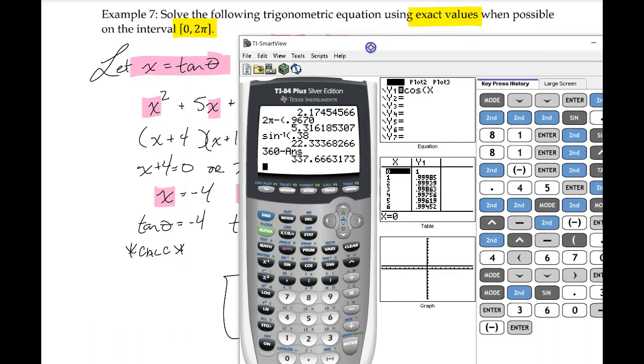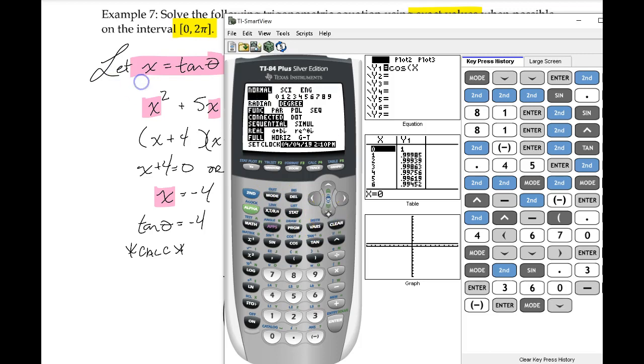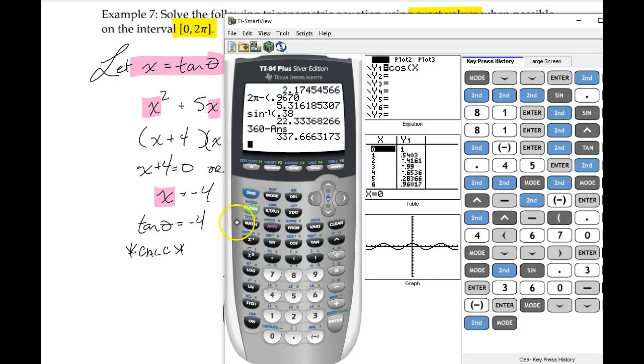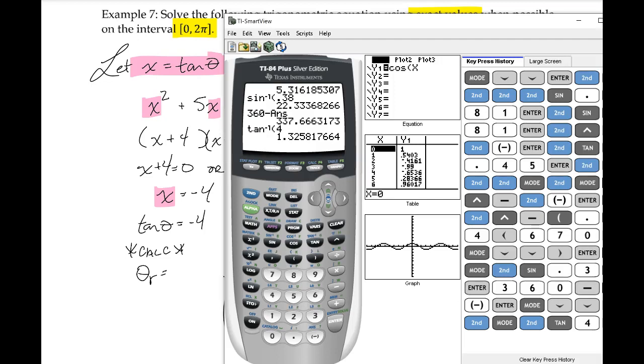I'm then going to have to bust out my calculator for this, because I genuinely can't think of when on my unit circle I would create some sort of situation where I would be getting 4. So again, I'm going to have to go back in and make sure that I'm in radians, because that's the units my domain is given to me in. And then I'm going to do tan inverse of, and I'm just going to do 4, because again, I want my reference angle. So my reference angle is 1.3258.